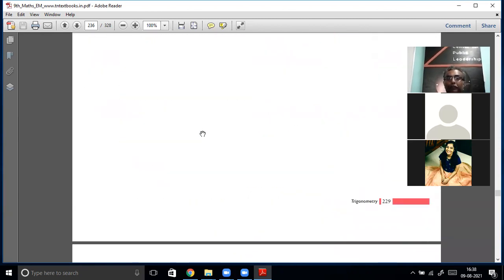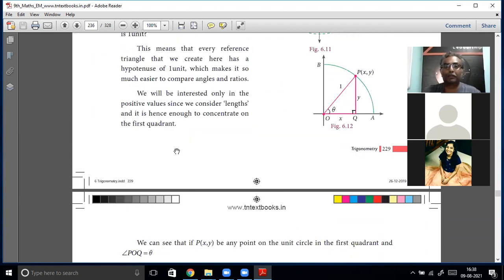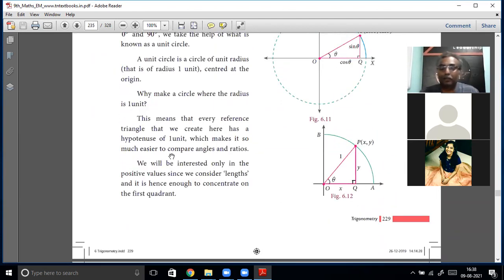Now remember, last time we found out the angles for sine 0. How much is sine 0? Sine 0 is 0, uncle. How much is cos 0? 1. Very good. How much is tan 0? 0. Very good. How much is cosec 0? 0, uncle. Not defined. That's not defined.